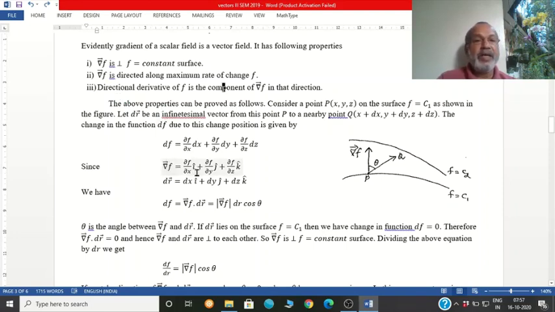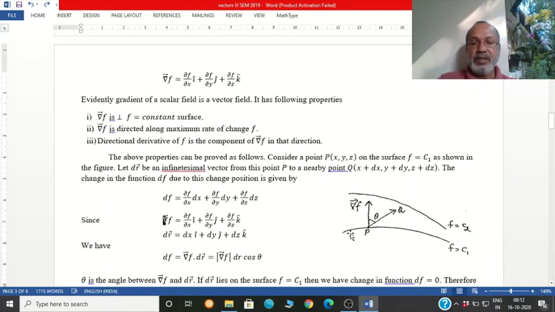Now I will explain and prove these three properties of del one by one. Now suppose this is a surface. Actually this is not a line, this is a surface. f is equal to c1. If you put a function of x, y, z equal to constant, then you will get a surface. For example, if you write x square plus y square plus z square equal to a constant, say a square, then that will represent a spherical surface.